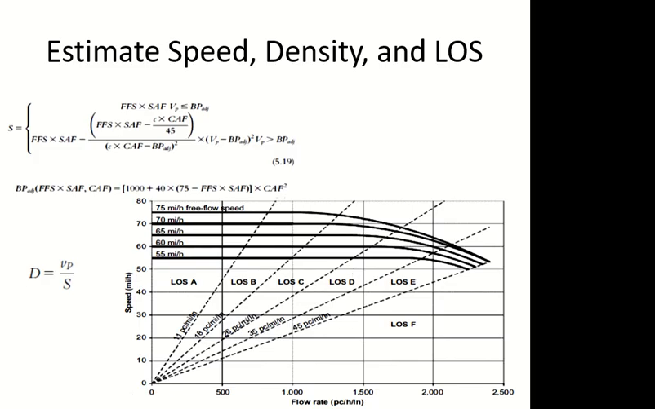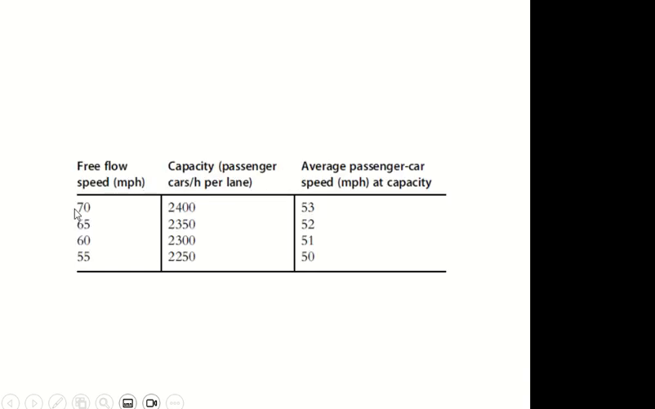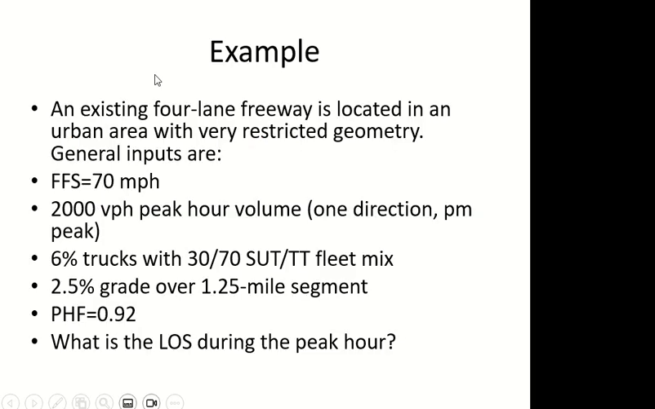You have to go back to density, then calculate the speed, then density, and then go back to the table to find out the level of service. So this is a very simple question here because the free flow speed is 70 and I have 70 here. It's a 4-lane freeway, urban area and whatever.